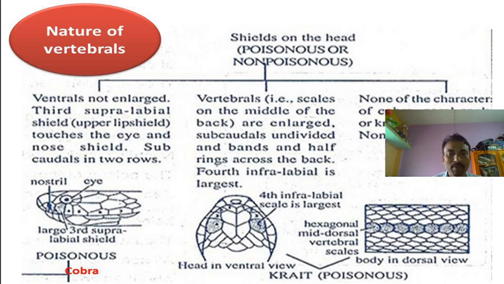Another, in the case of the krait, is the fourth infralabial. Here there are four infralabial scales, and the fourth, the last one, is the largest. That is the krait. And from the dorsal side, the mid-dorsal scale appears hexagonal, and they are present in the mid-dorsal line. That is the krait. So this is on the basis of the scales present on the head, infra and supra.